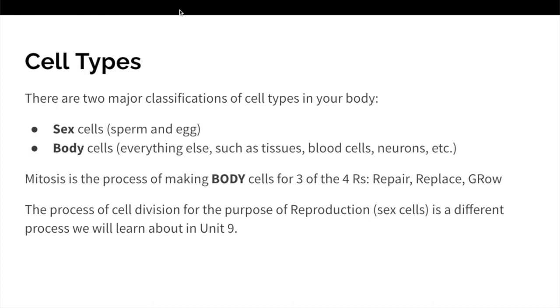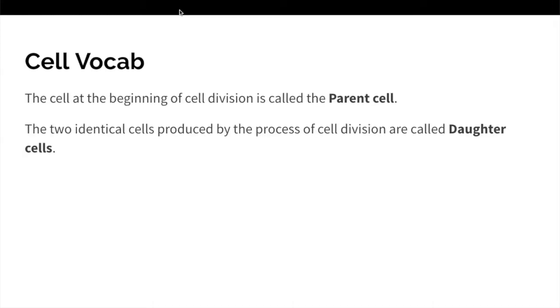And when we eventually learn about the process of making more sex cells, which is the process of reproduction, this is a different process that we aren't learning about today. We'll be learning about this in Unit 9. Further vocab: the cell that we start with at the beginning of the cell cycle and the beginning of cell division is called the parent cell. And the two identical cells that are produced by the process are called daughter cells.